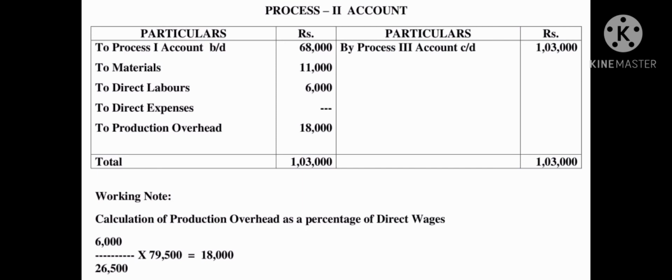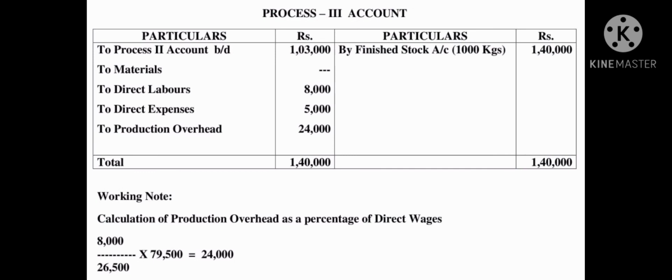Okay, let's see next the process 3 account. In process 3 account, see that nothing is going to be different except one or two pieces of information. Like in process 2, where we brought down from process 1, here we have to bring down the value from process 2. So to process 2 account brought down, that's the value 1,03,000 I have mentioned.